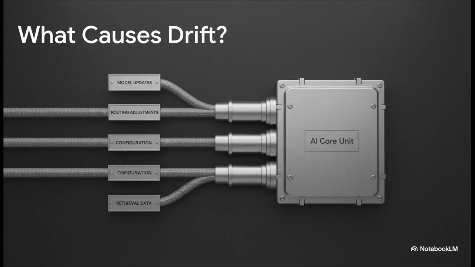So what's causing this? I mean, it's not magic, right? Drift is introduced by real, concrete operational changes. We're talking about things like updating the underlying model you're using, maybe adjusting how queries get routed through the system, changing a default setting like the temperature, or even just updating the data the system can pull from to form an answer. Any one of these can subtly, or sometimes dramatically, alter the system's behavior.